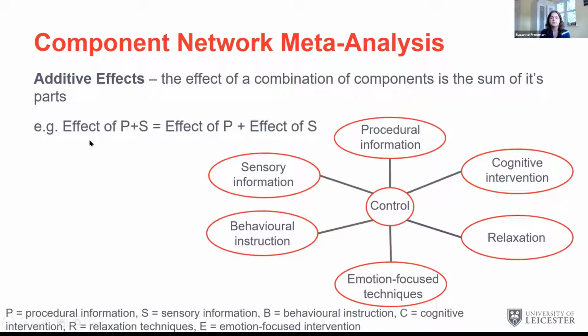And so because of this additive effects assumption, what this means is that if we do have an intervention that consists of both procedural and sensory information, then the effect for that combination of components is equal to the effect of the procedural information plus the effect of the sensory information. So this model doesn't allow for any synergistic or antagonistic effects that you may expect to see by giving components in combination with each other, which makes this additive effects assumption quite a strong assumption. But equally, this is the most common component network meta-analysis model that is used in practice.